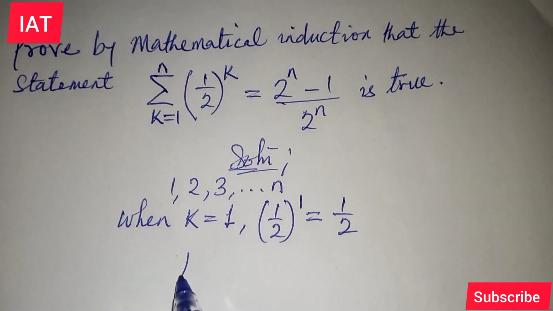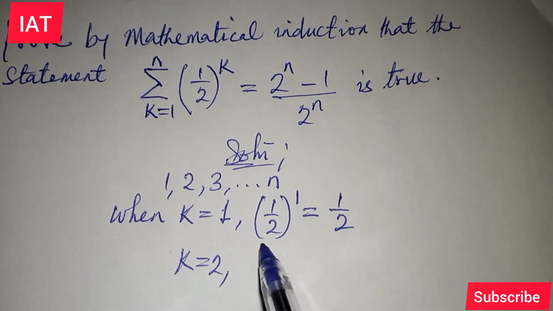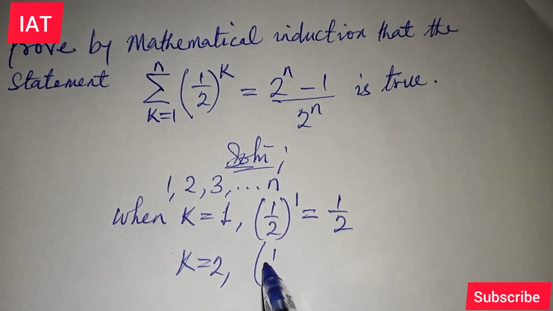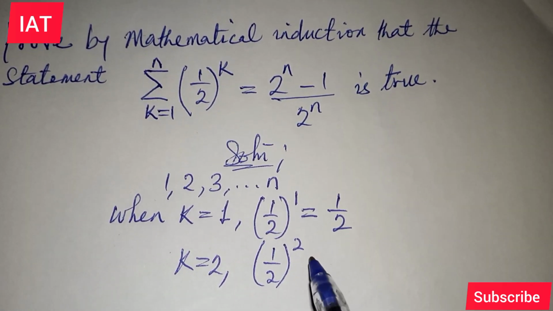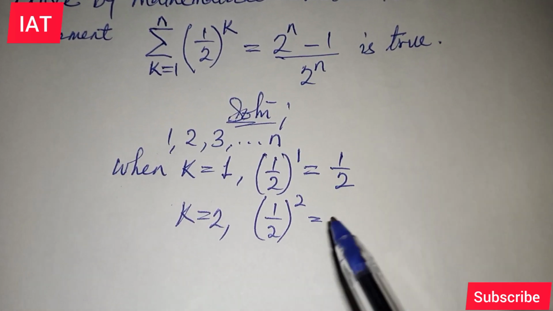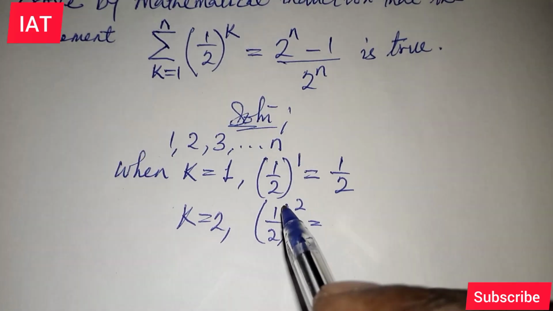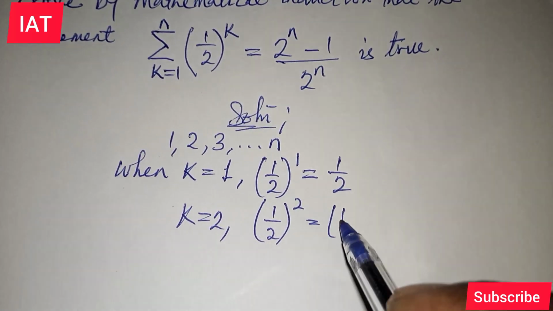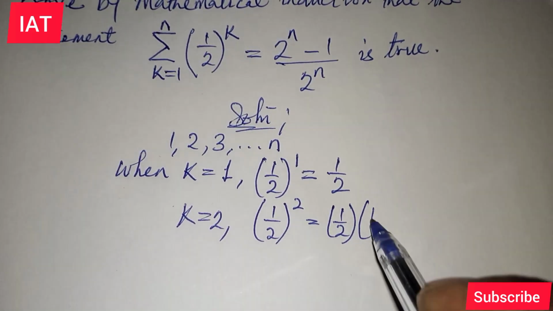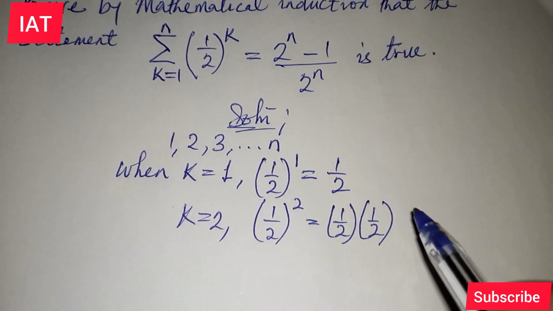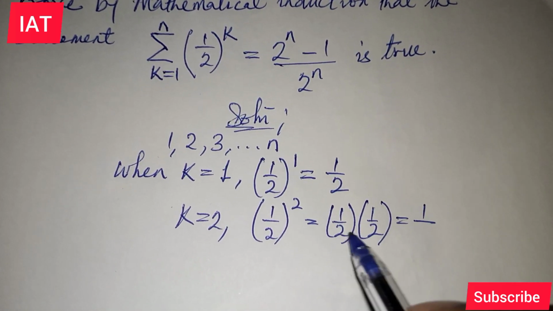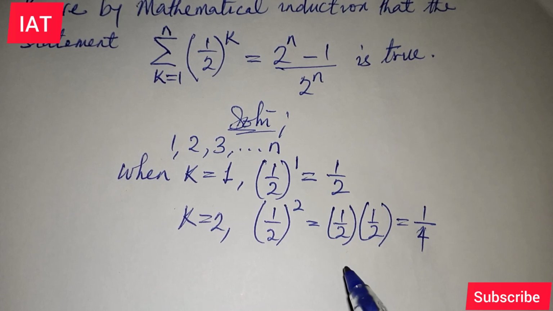We're also going to check for when k is equal to 2, and then that will be 1 over 2 all to the power of 2. Let me break this down. Of course, you know when we have anything squared like a squared, it means a times a. Similarly, 1 over 2 squared means 1 over 2 times 1 over 2. So 1 times 1 will give you 1 all over 2 times 2, 4. So this will be the result.